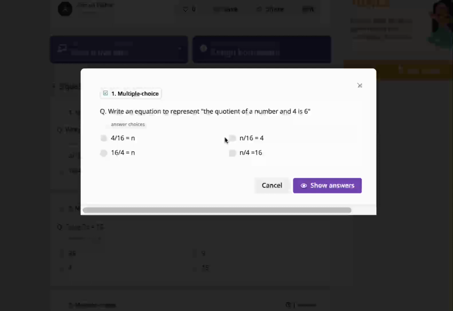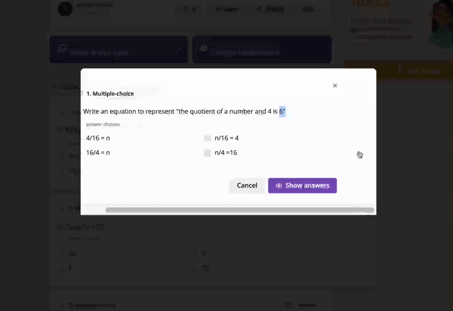Write an equation to represent the quotient of a number and 4 is 16. The correct answer is n divided by 4 equals 16. Oh, sorry. Is it 6 or 16? 16. Sorry, it's written wrong in the question. It's 16, not 6.